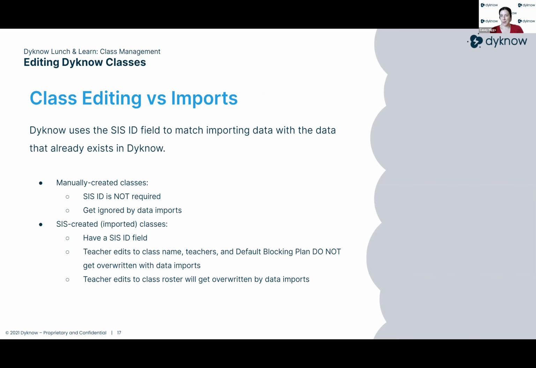So this is the way Dyknow Import Manager is designed. More specifically, we use the SIS ID field. So the classes that get imported by an administrator have a SIS ID field. That's a required field because that's what Dyknow is using to match what they're importing with the data that already exists in Dyknow. So that class roster you edited yesterday and added Tierra to, that class has a SIS ID. And so when Dyknow imported data again overnight, that roster got reset to match what was importing.